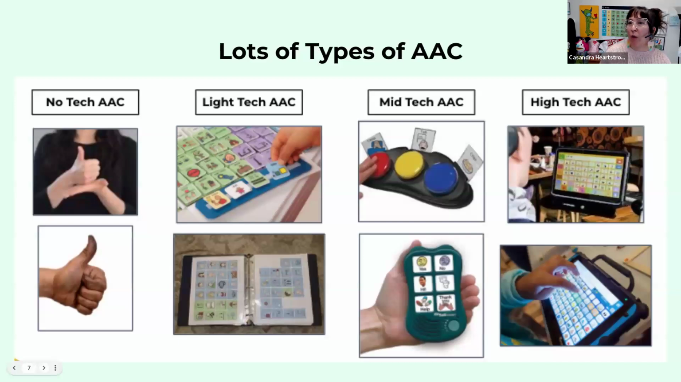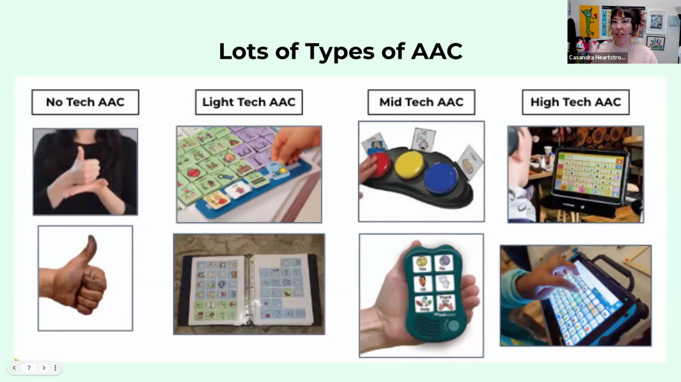There is a whole range of types of AAC from no tech to high tech, and all of them have importance. There's not one that is valued over another. Just like you and I communicate using a variety of different methods, so do our AAC users. So no tech is using sign language signs or gestures. Light tech is usually paper-based.